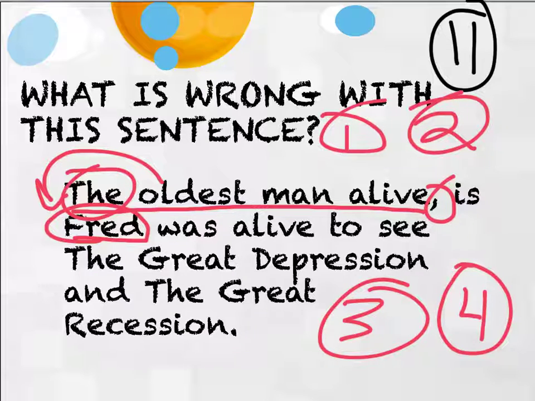The sentence has to make sense without the appositive phrase. Let's cross out the appositive phrase and read it. Fred was alive to see... That makes no sense. Fred was alive? So it does not follow rule number 4. Even though it follows all the other rules, it still means that it is not using an appositive phrase correctly.